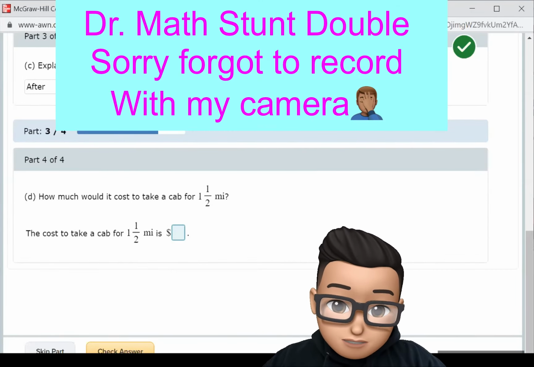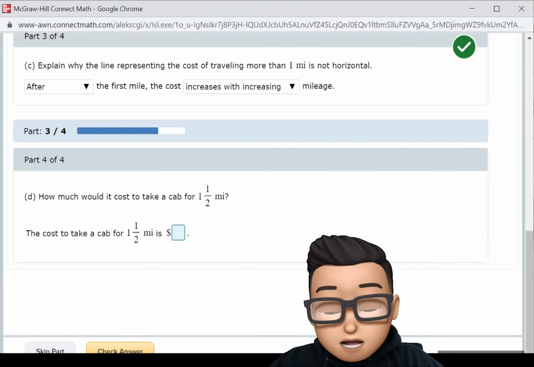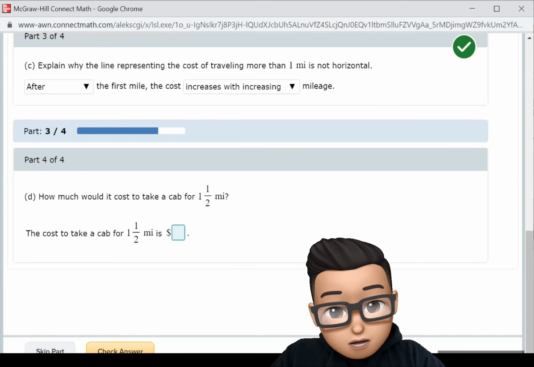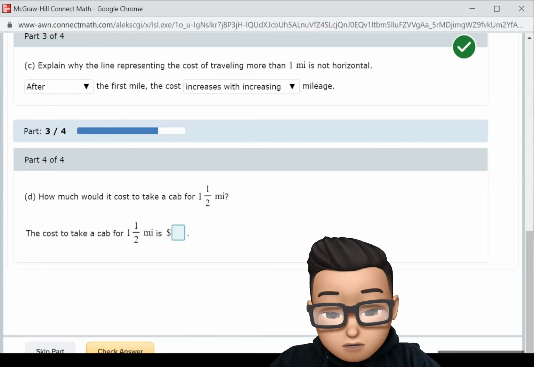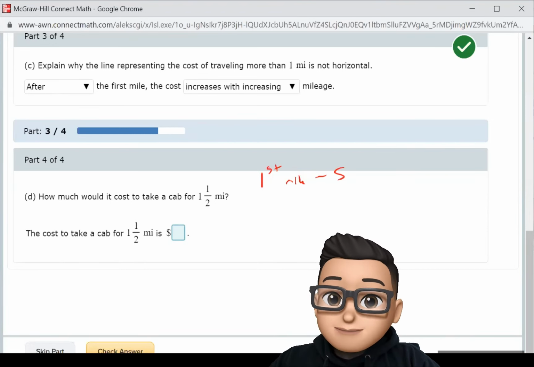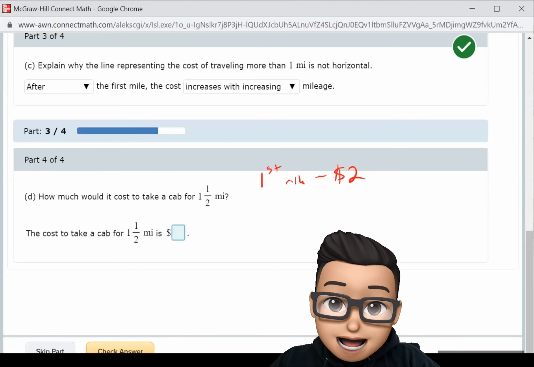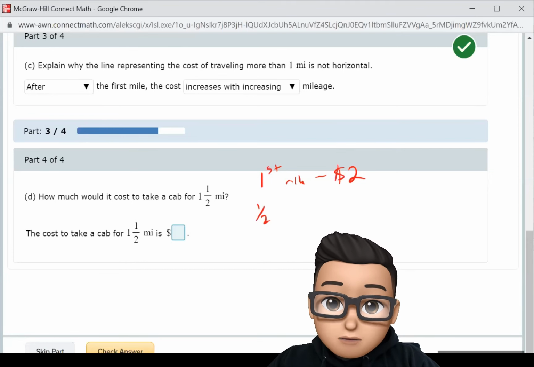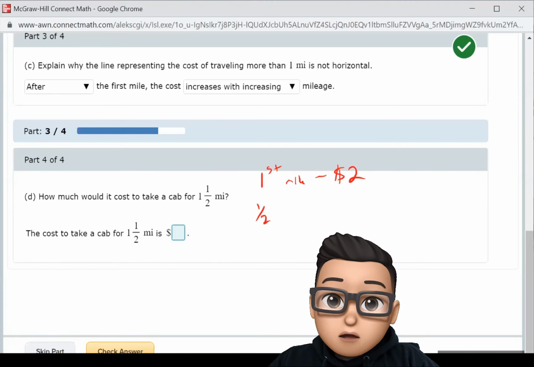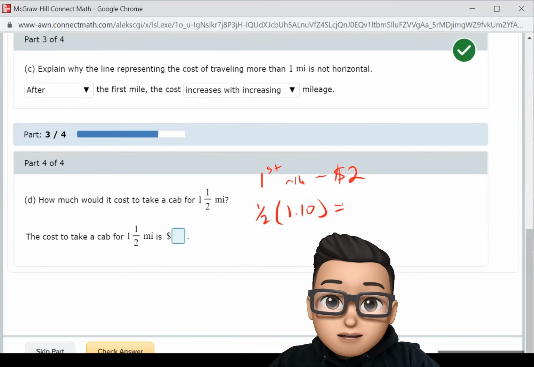All right, so let's look at this last part of the question. How much would it cost to take a cab for 1.5 miles? So notice 1.5 miles, well, we know that for that first mile, we already said it's $2, right? But now we're traveling 1.5 miles total. So after that first mile, we're gonna take the cab for an additional half mile. And for that half mile, we're gonna be charged at a rate of $1.10. Right? I believe that's what the rate is. Let me check real fast. $1.10, right?